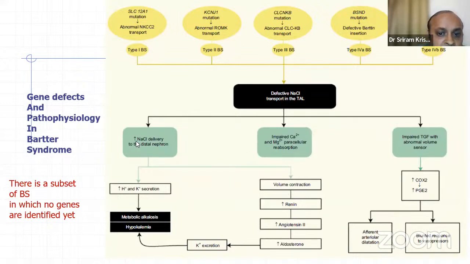And if there is polyuria, it will ultimately lead to volume contraction. Volume contraction leads to high renin, high angiotensin 2, high aldosterone, and ultimately potassium gets excreted. When there is hypokalemia, you get metabolic alkalosis. So this is how the various gene defects and the pathophysiology in Bartter syndrome are linked. There is a subset of Bartter syndrome in which no genes are identified yet. And these may in the future give us more insights into what other kinds of Bartter syndrome there are.